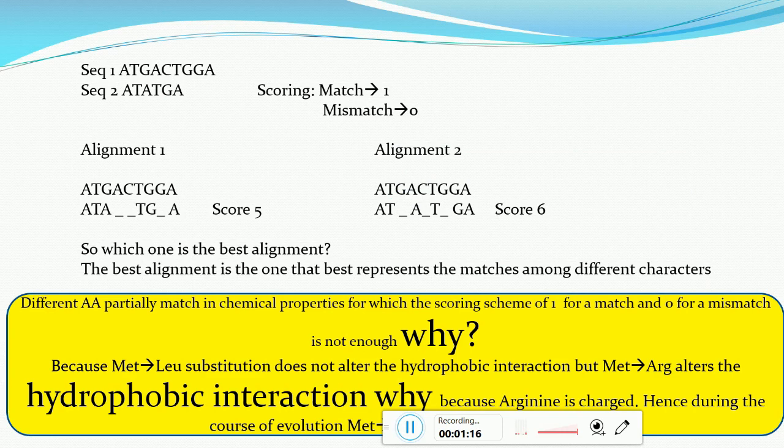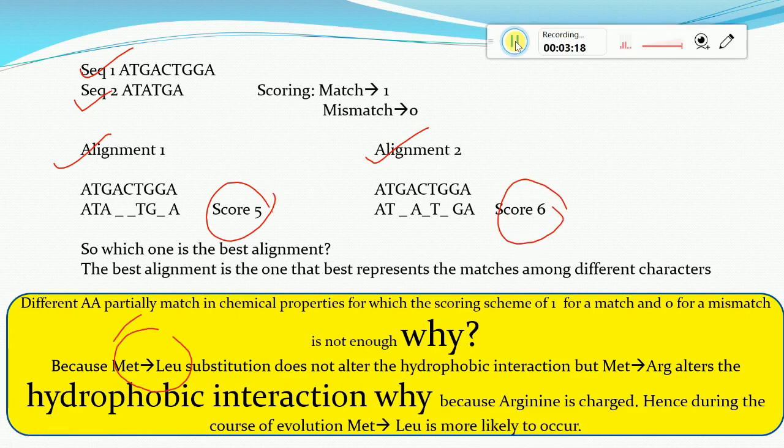So here are two sequences, sequence 1 and sequence 2. If we apply a match score of 1 and a mismatch score of 0, then we can get two alignments. One is this alignment, another one is this alignment. From alignment 1, we get a score of 5, and from alignment 2 we get a score of 6. So how do we decide which one is the best alignment? The best alignment is the one that best represents the matches among different characters.